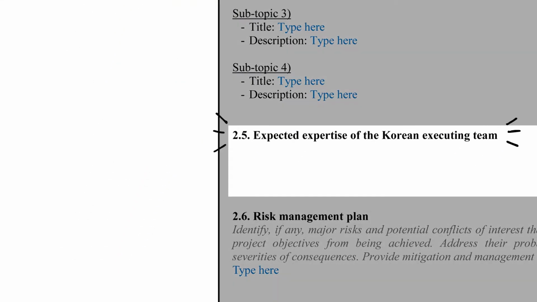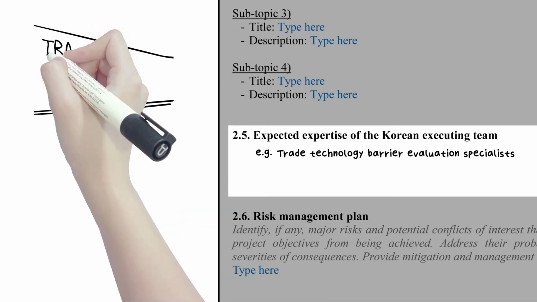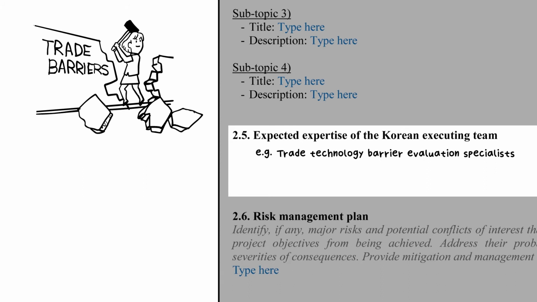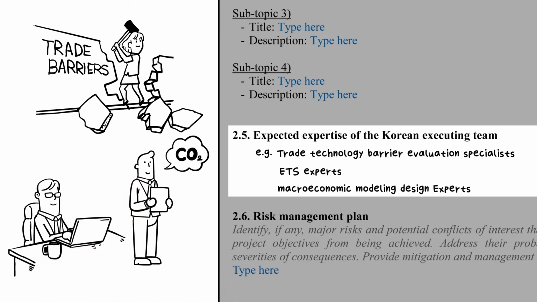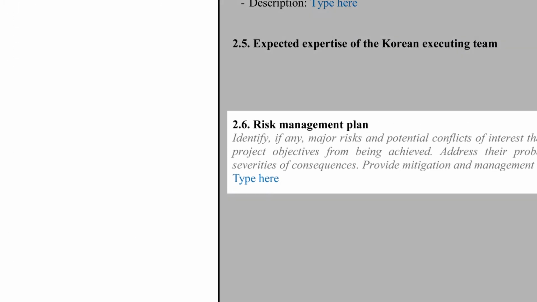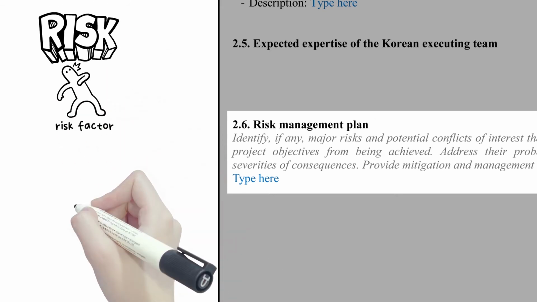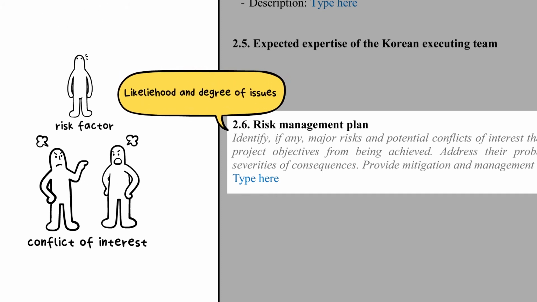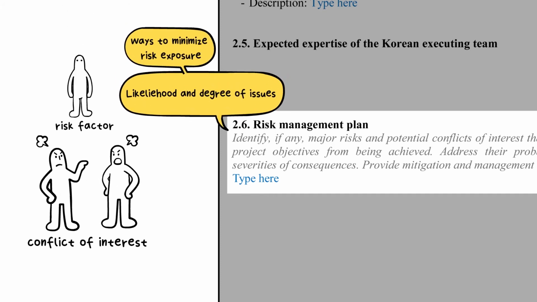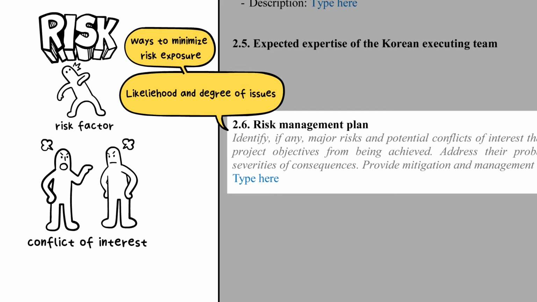In 2.5, expected expertise of the Korean executing team. Please suggest qualifications that you desire in Korean researchers. You may elaborate on special skills, knowledge, experience, and other aspects per subtopic. In selecting Korean researchers, we may refer to your responses. In 2.6, Risk Management Plan. Tell us about the risk factors or conflicts of interest that may hinder achieving project objective. Describe the likelihood and degree of issues that may occur and suggest ways to manage them.